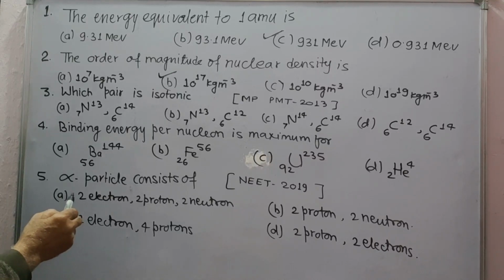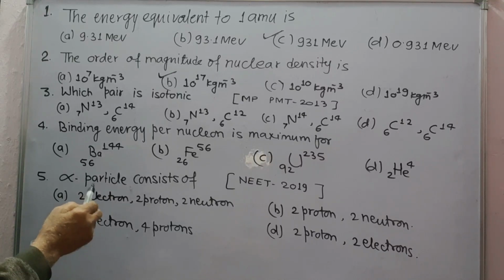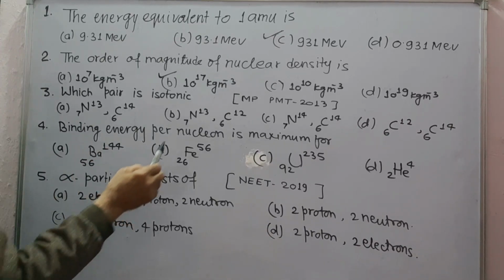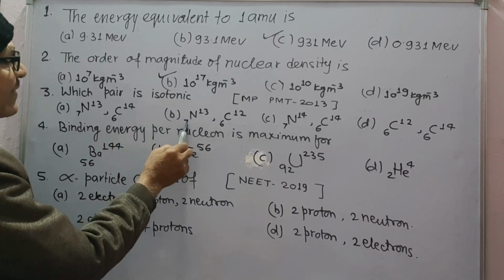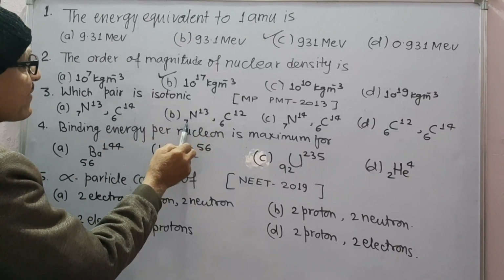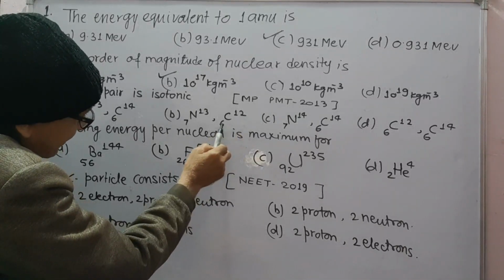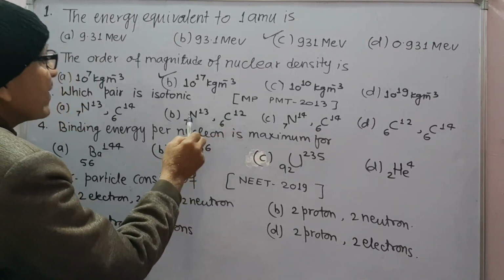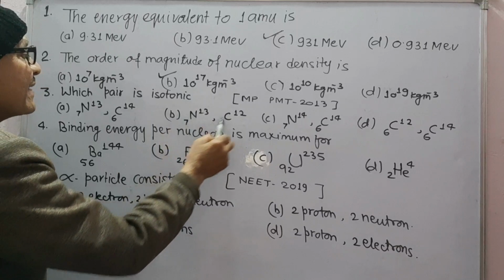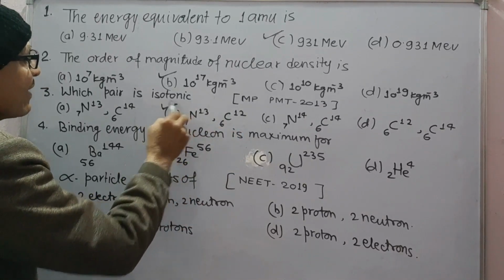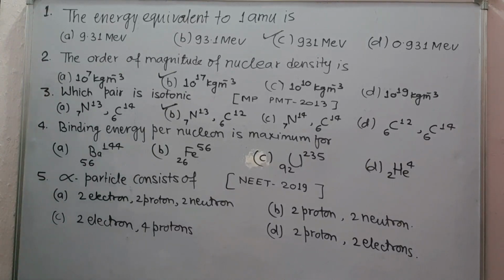Next question number 3. Which pair is isotonic? As we know, isotones have an equal number of neutrons. So, in this case, 13 minus 7, 6 neutrons, 12 minus 6, 6 neutrons. Therefore, both these nuclei have an equal number of neutrons. This pair will be isotonic.